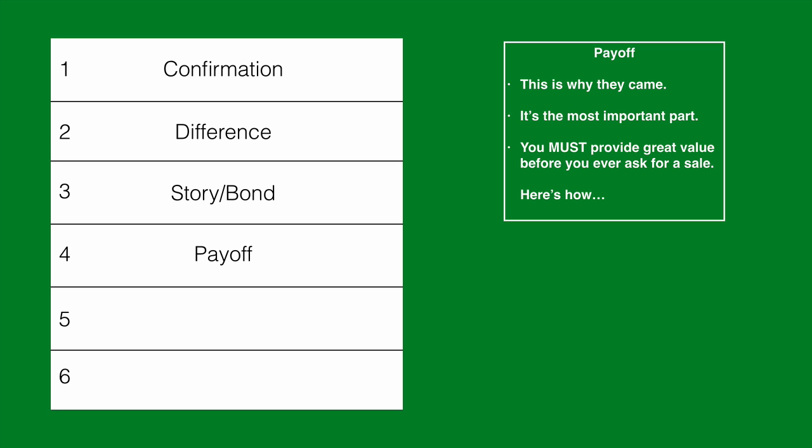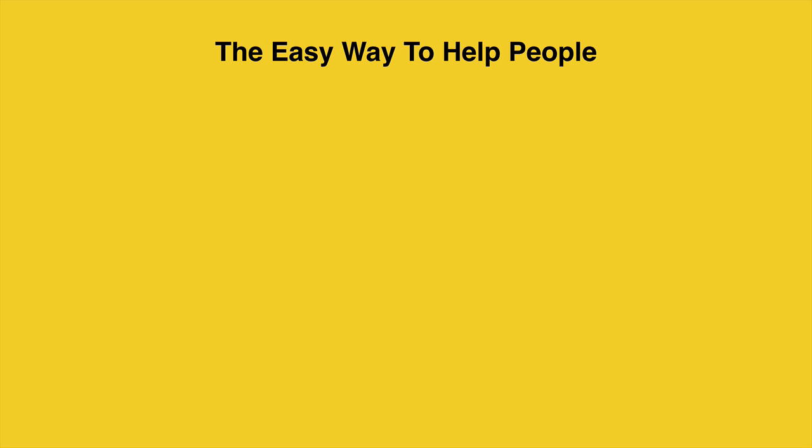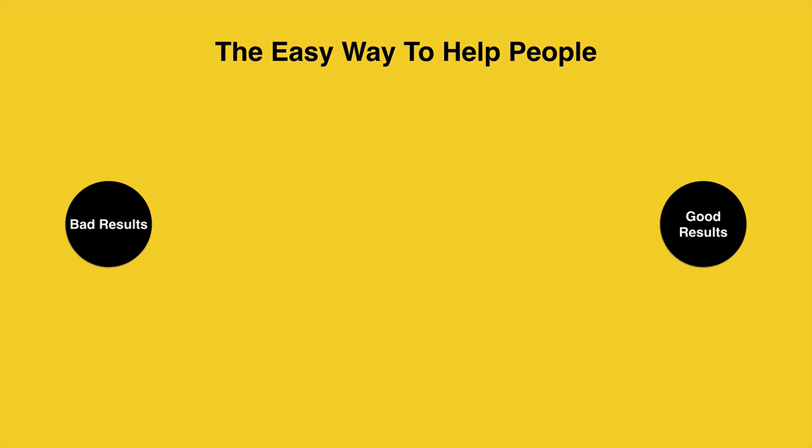However, there's a really easy way to do it. Here's how you do it. I call this the easy way to help people, all right? So what I want you to do, maybe on the back of your piece of paper, is draw something that looks like this. You're going to take one side of the paper and draw a little circle and write bad results. And then on the other side of the paper, you're going to draw a little circle and write good results.